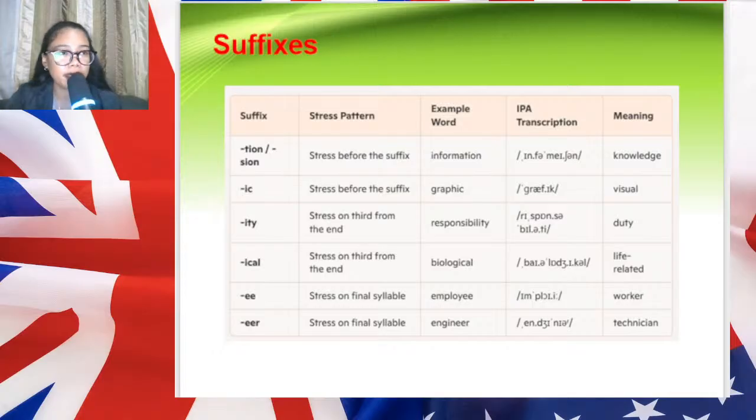Another example for this particular suffix ity would be ability. We have ability, which has four syllables all in all. Now, stress on the third from the end. First syllable, ty. Second syllable, li. Third syllable from the end, bil. So our stressed syllable is bil. So we say it as ability. Again, ability.